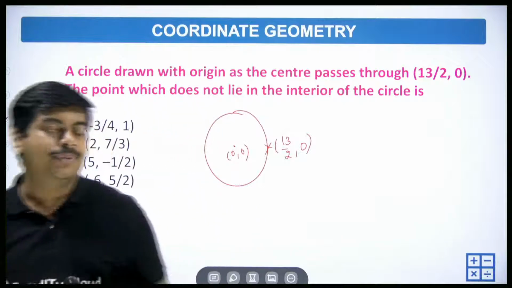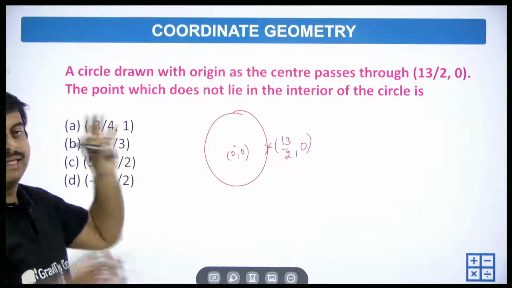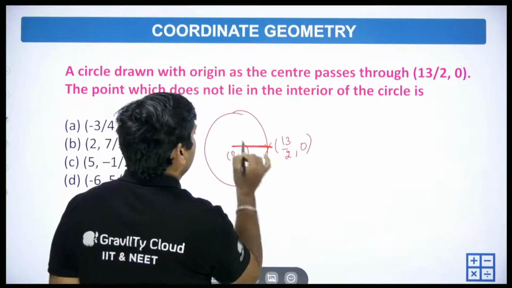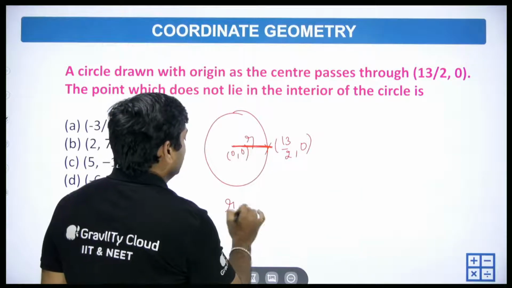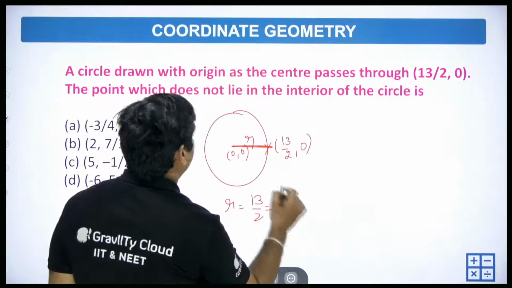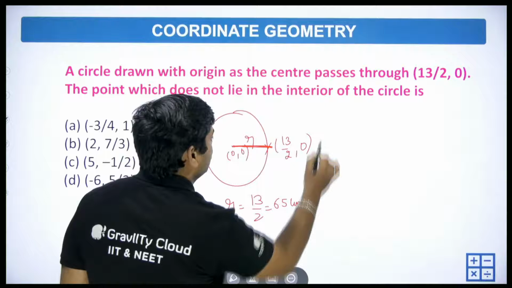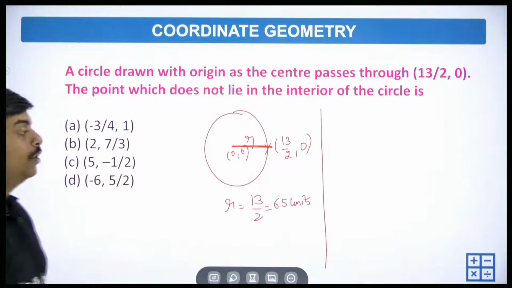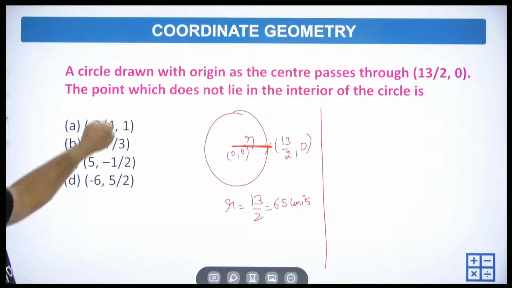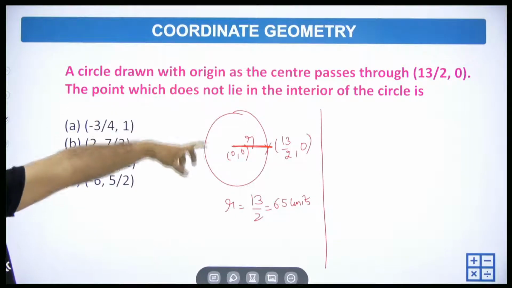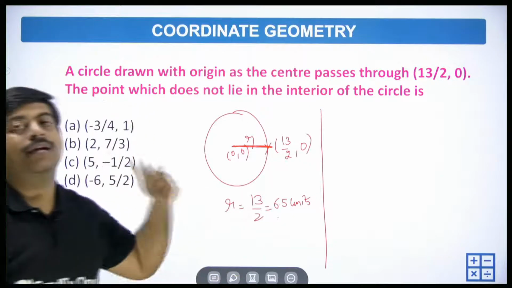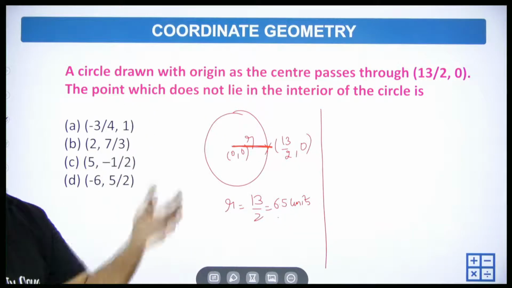The distance from the center to that point, which is 13 by 2, is the radius. So the radius is given as 13 by 2, which is 6.5 units. Now we need to find the distance between the center and these points, and which do not lie in the interior. If a point is in the interior, its distance should be less than 6.5. If it is more than that, then definitely it is an outer point.